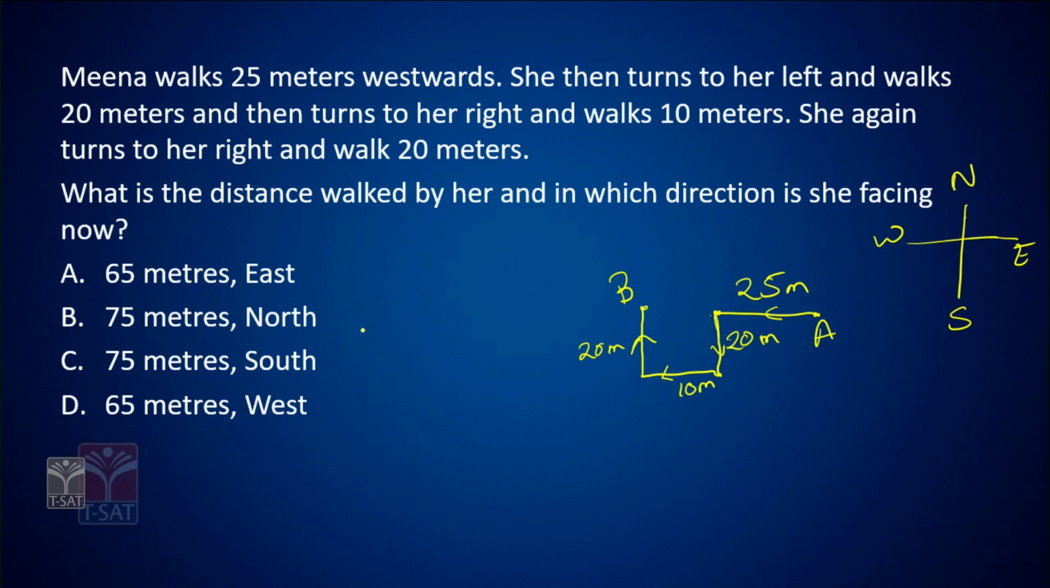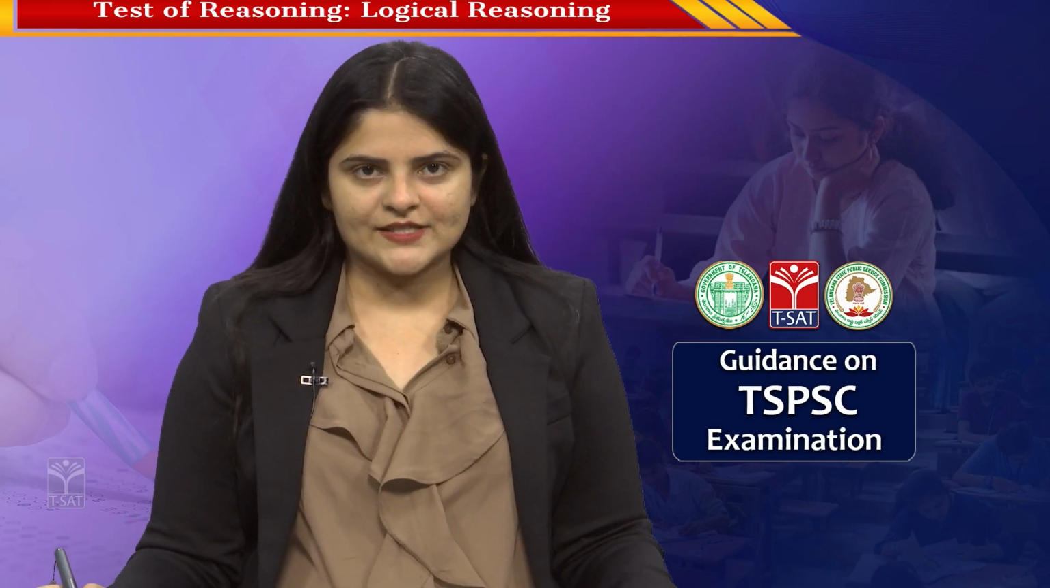And what is the question asking? What is the distance walked by her? So the entire distance is 25 plus 20 plus 10 plus 20, that is 45, 55, 65, 75. So it is a total of 75 meters. And now they're asking which direction is she facing? The last direction that she was walking was northward. So right now, she's facing north. So this answer option is B. Let's look at the next question now.